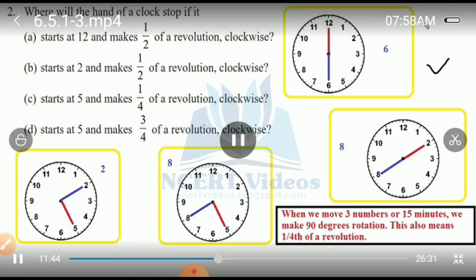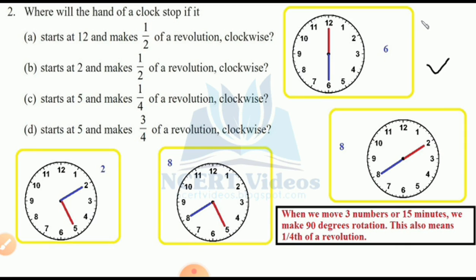Anyone has doubts till now? Clockwise, anti-clockwise, revolution, these words are new for you, or you may have forgotten. Now remember all the things that are coming in mathematics, because mathematics is a continuous subject. There is no break. So last question. Start at 5 and make 3/4 of a revolution, clockwise direction. It will reach 2. Correct?